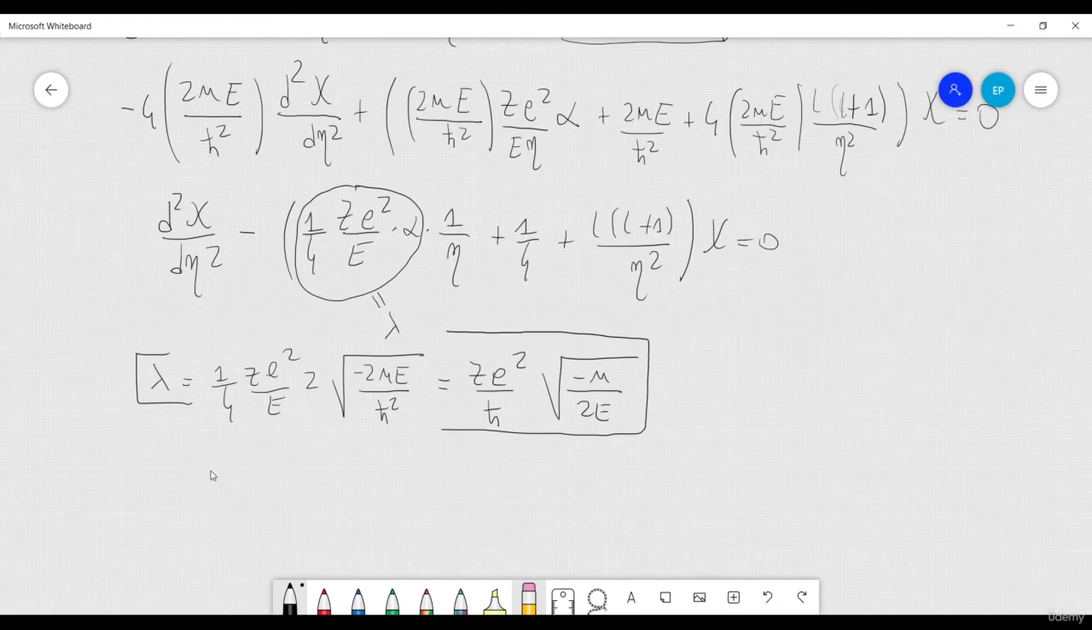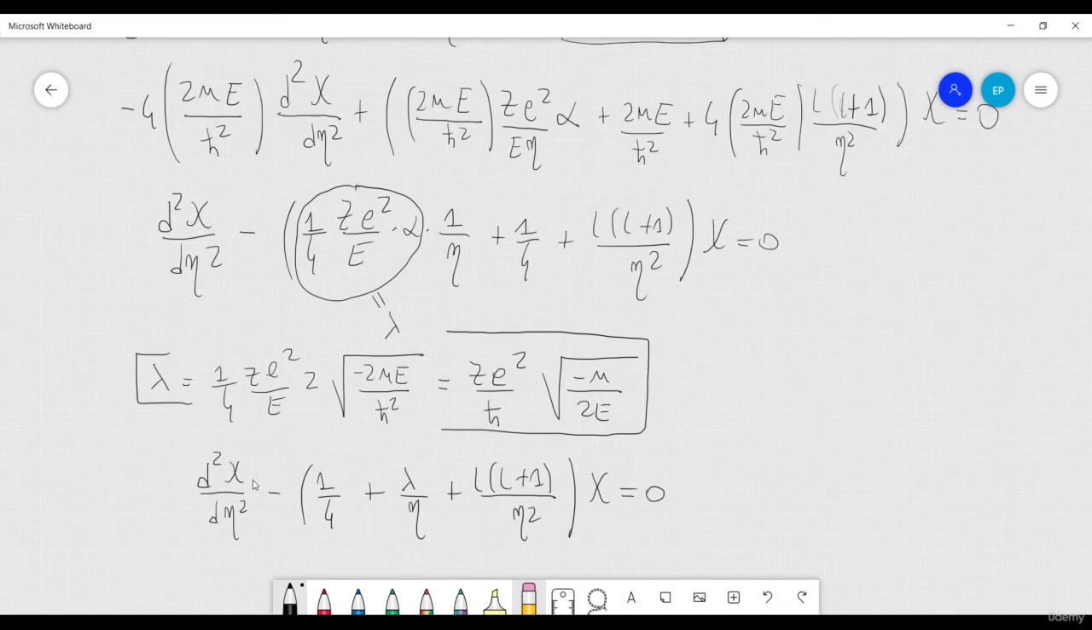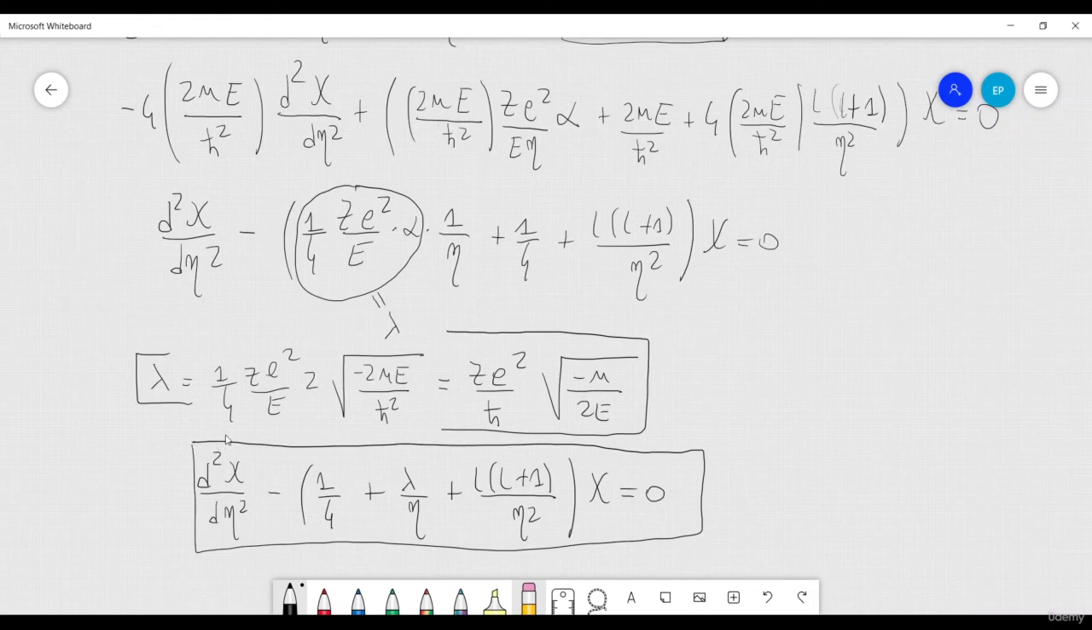And now the differential equation for chi becomes like this: d squared chi over d eta squared minus 1 over 4 plus lambda over eta plus L times L plus 1 over eta squared, times chi equal to 0. This is the differential equation that we have to solve, to work with. Because from here we will see that we can derive the discrete levels of the energy. But I will start from here next time.